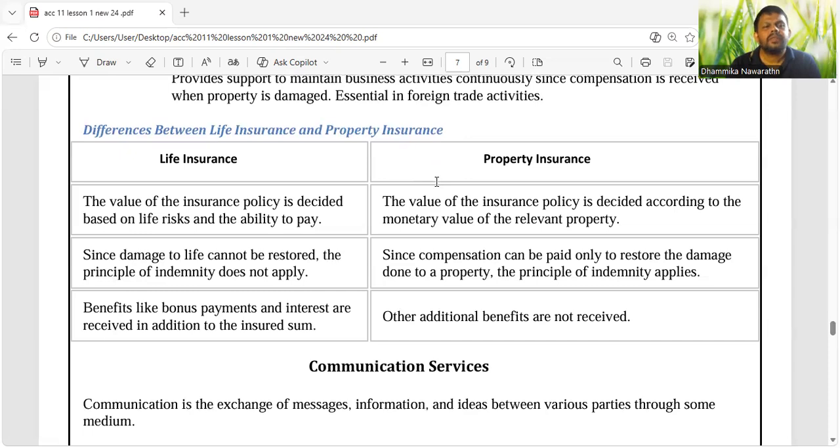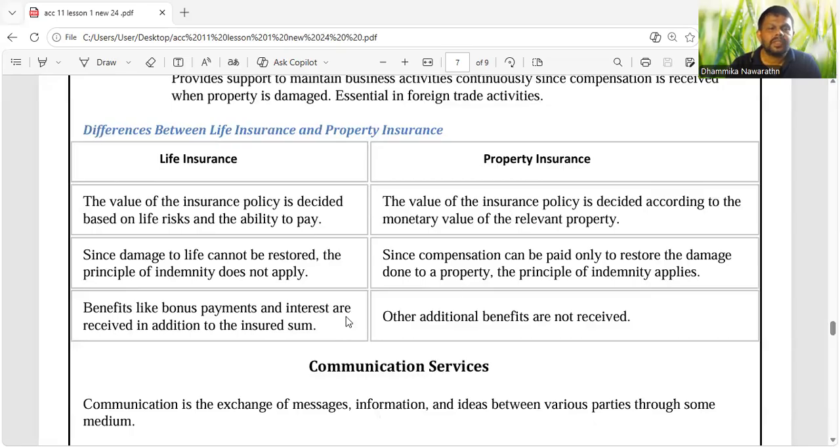Then, the differences between life insurance and property insurance. Mainly, life cannot be restored. Therefore, indemnity is not applicable in life insurance, but in property insurance it is applicable. In other cases, the premium of life insurance depends on the life of the person and the ability to pay of the insured, while in property insurance the premium depends on the value of the property.